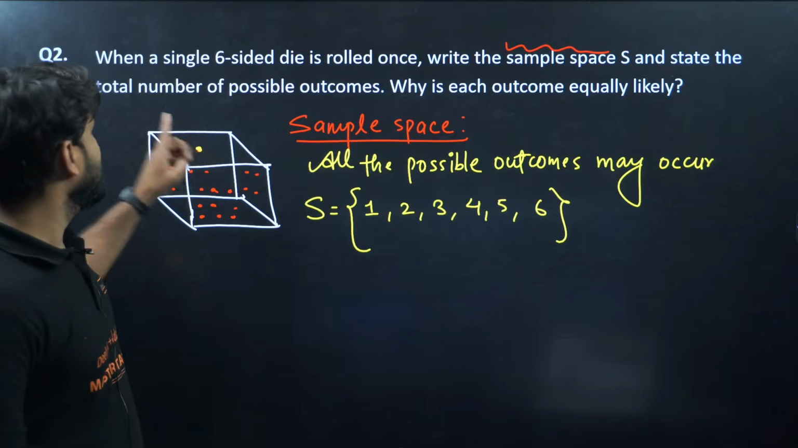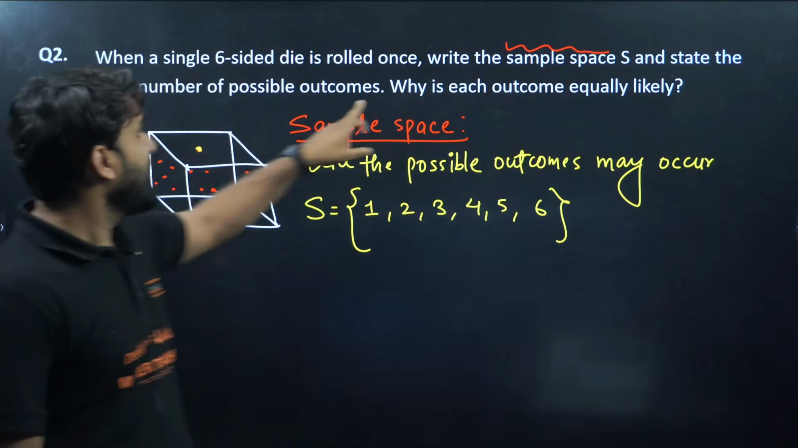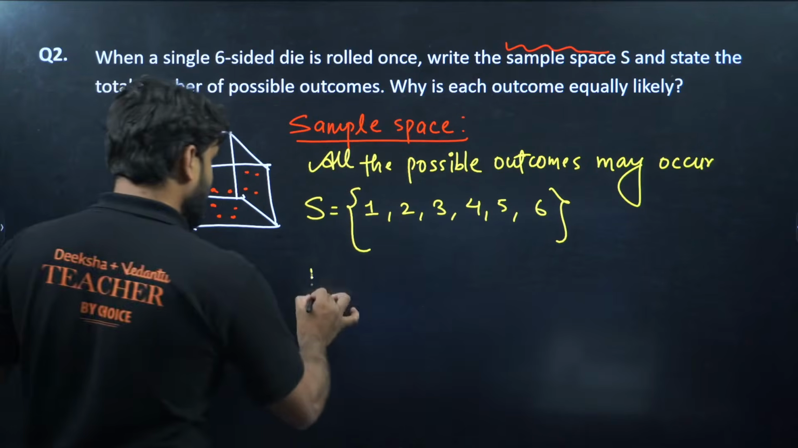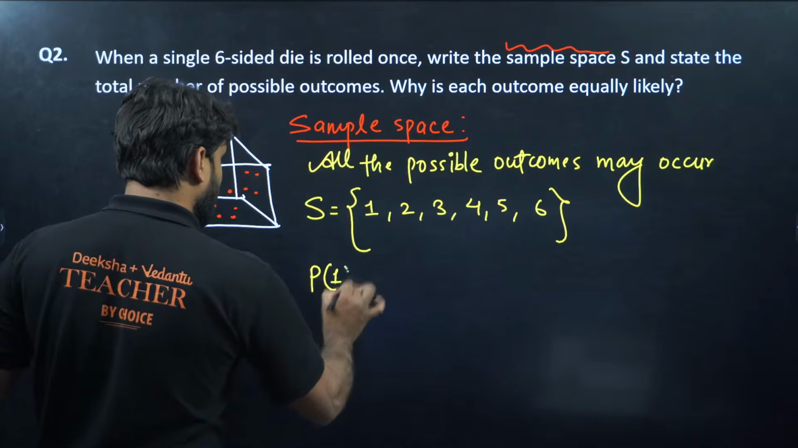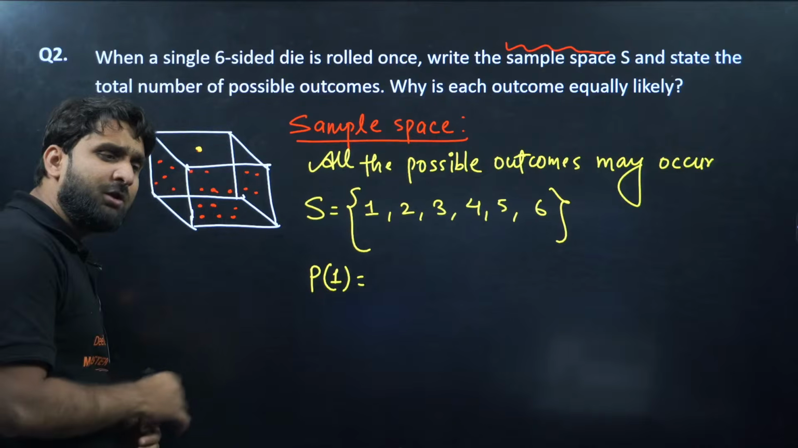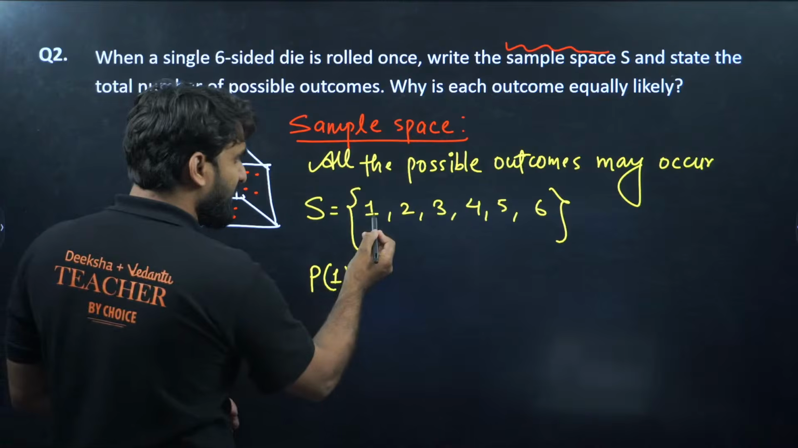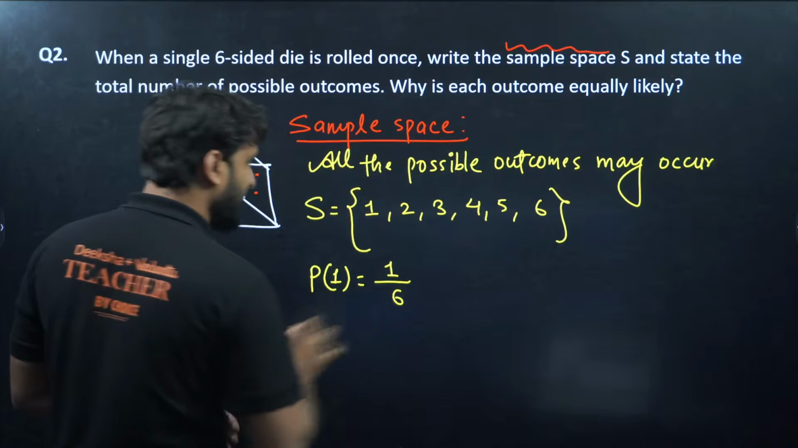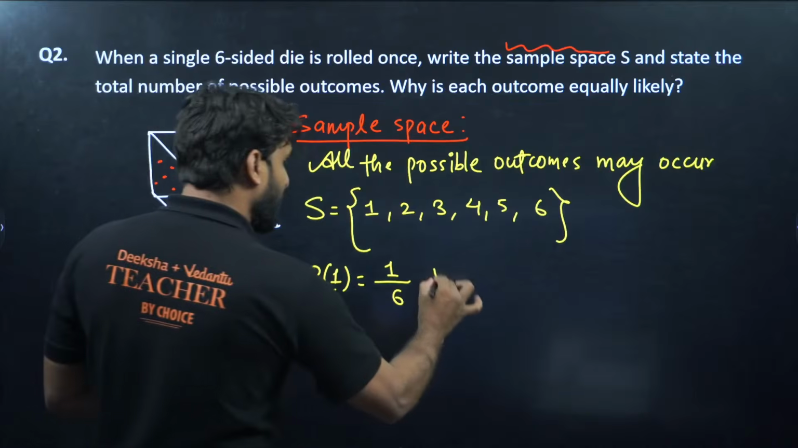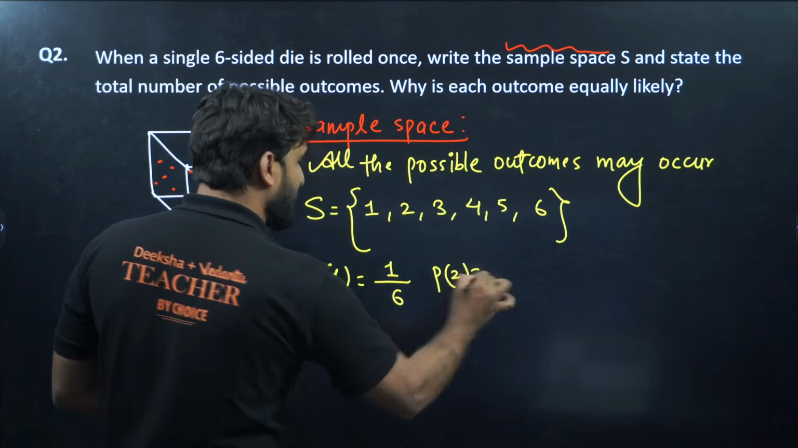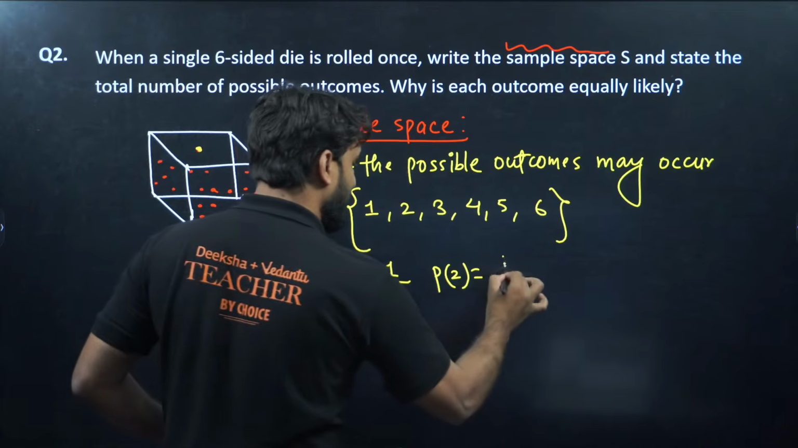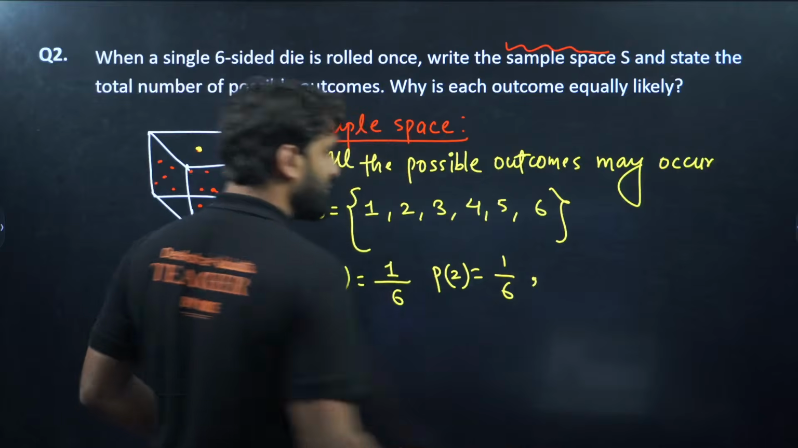Now the question is, state the total number. And why is each outcome equally likely? So my dear champion, if I ask you the probability of 1, what will it be? How many 1s are there? Only 1. And how many total outcomes are there? So this is 1 by 6. If I ask you what will be the probability that 2 will occur? How many times is 2? Only 1 time. And how many total outcomes? 6. So this is 1 by 6.